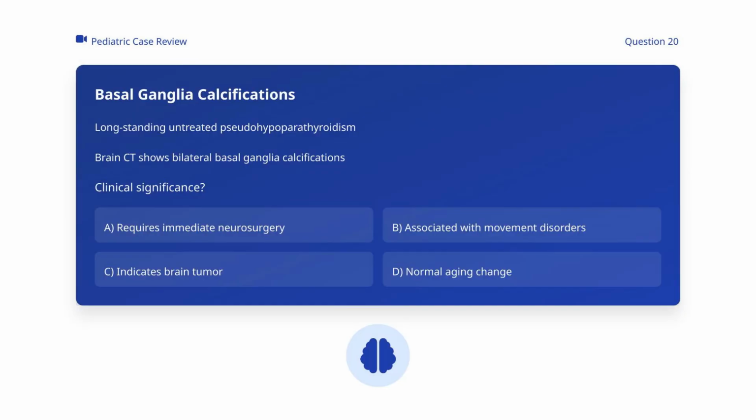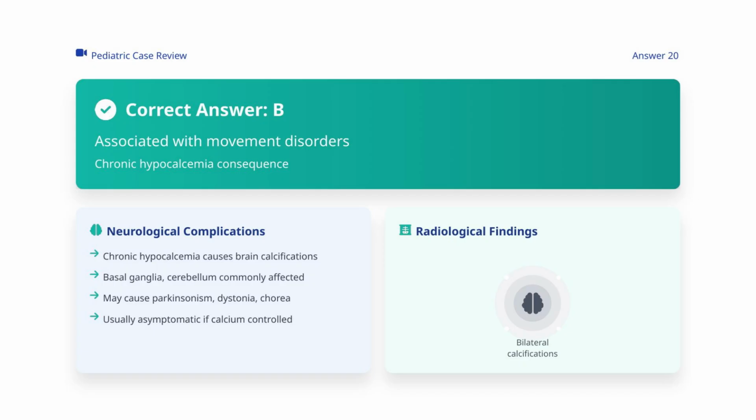A patient with long-standing untreated pseudohypoparathyroidism has brain-computed tomography showing bilateral basal ganglia calcifications. What is the clinical significance? Option A, requires immediate neurosurgery. Option B, associated with movement disorders. Option C, indicates brain tumor. Option D, normal aging change. Consider chronic hypocalcemia complications. The correct answer is B, associated with movement disorders.